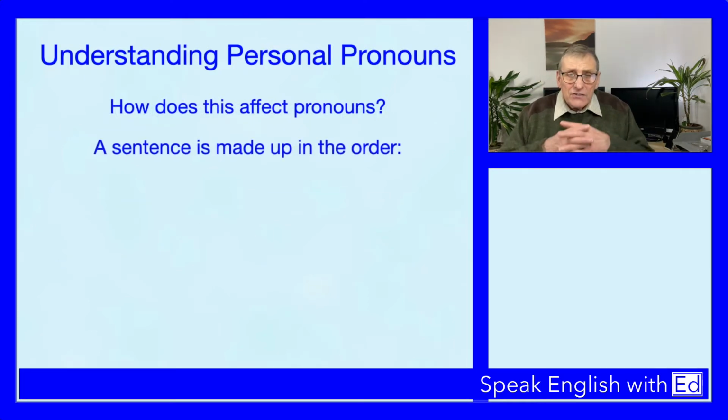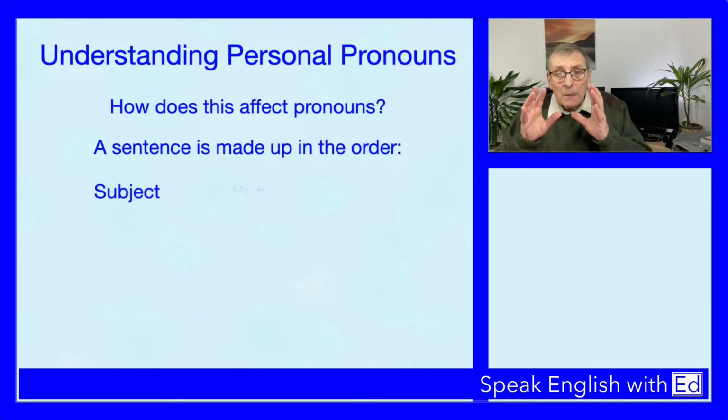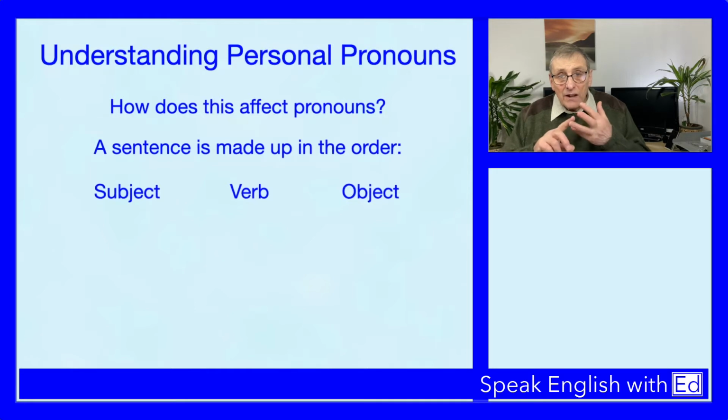Well, if we look at the structure of a sentence, we'll find that it's always made up in a specific order. There's the subject, the verb, and the object. Now, we're talking about the subject of a sentence here, the way that it's constructed. And the subject of a sentence is the person or the thing, it might not be a person, that is performing an action. A machine can perform an action. A person can perform an action. So it can be a person or a thing that's doing something, in other words.